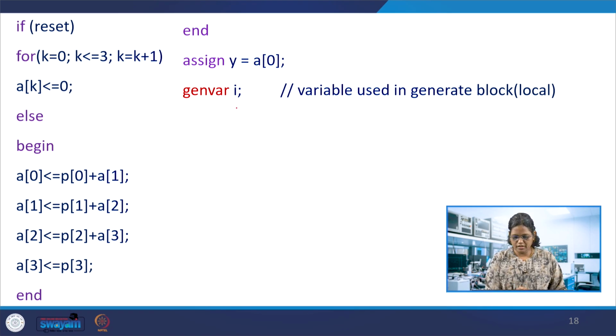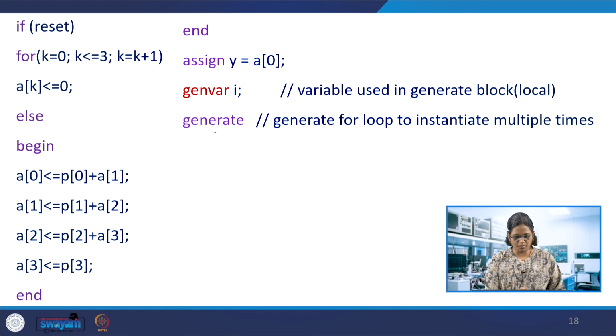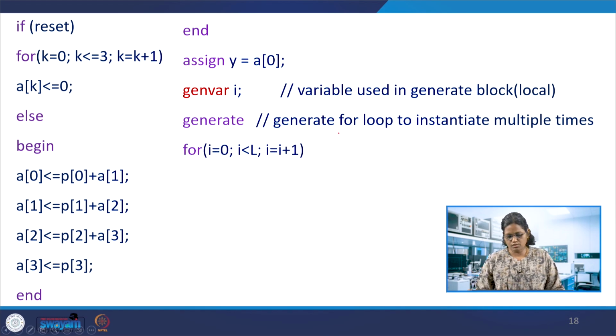Now here is something very interesting we would like to introduce: genvar, the generate variable i. This we have not used so far. This is a variable declaration which is very specific to the generate block. We can have the generate block, with generate and end generate. Within this generate block we can use the variable i that is local to this generate block. So generate can be used for instantiating multiple modules, or generate with a for loop, or generate with if else statements can be used.